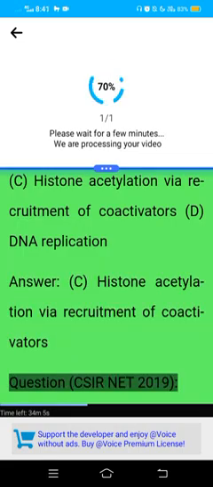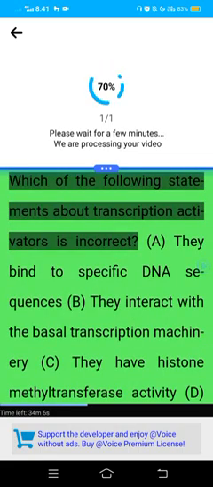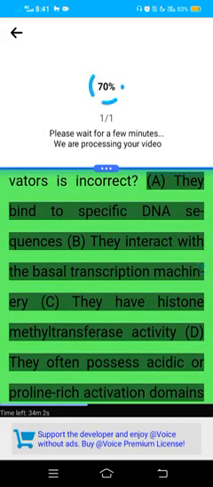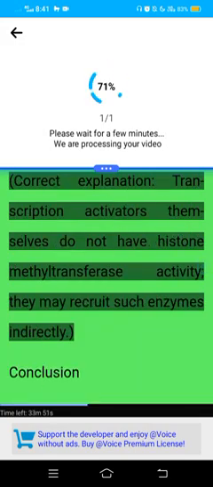Question. CSIR-NET 2019. Which of the following statements about transcription activators is incorrect? A. They bind to specific DNA sequences. B. They interact with the basal transcription machinery. C. They have histone methyltransferase activity. D. They often possess acidic or proline-rich activation domains. Answer. C. Correct explanation. Transcription activators themselves do not have histone methyltransferase activity. They may recruit such enzymes indirectly.